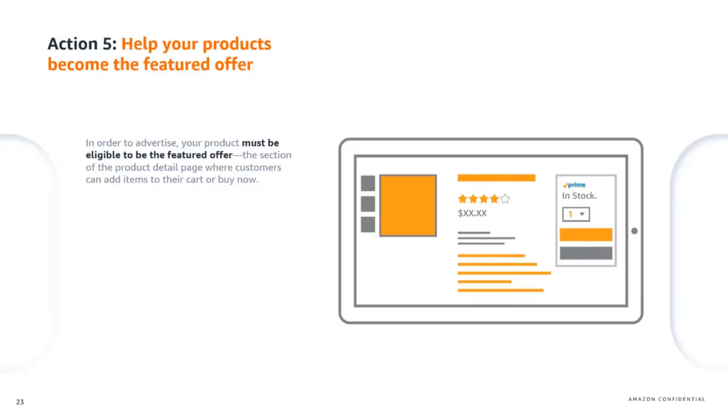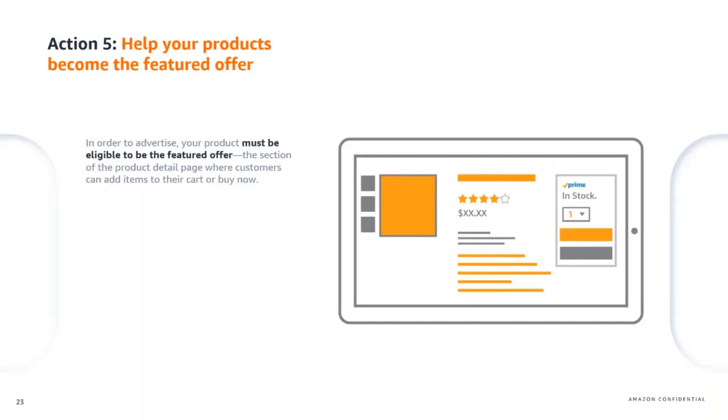The featured offer is the section of the product detail page where customers can add items to their cart or where they can click buy now. And when multiple sellers offer the same product, Amazon will combine the offers into a single product detail page so that we can present customers with the best experience possible. So we recommend that you choose products that regularly display the featured offer to help maximize your visibility and sales.